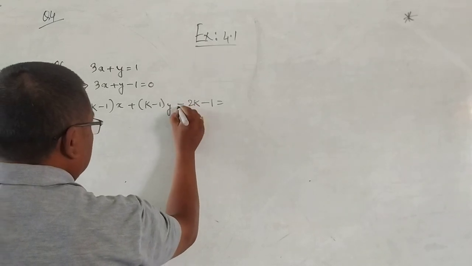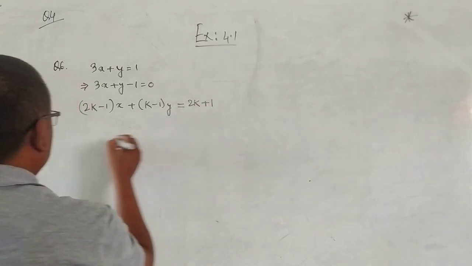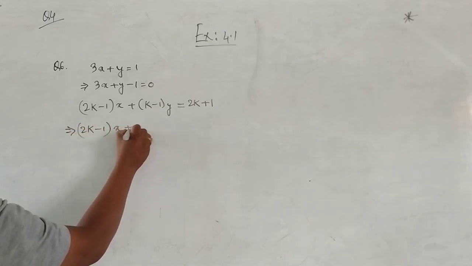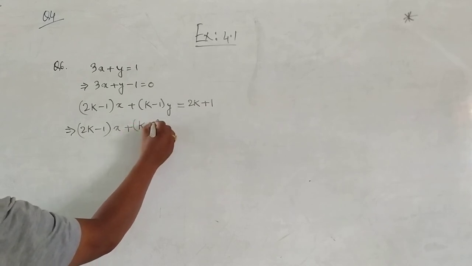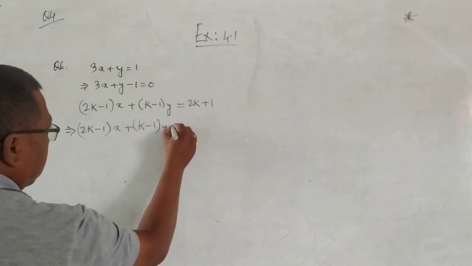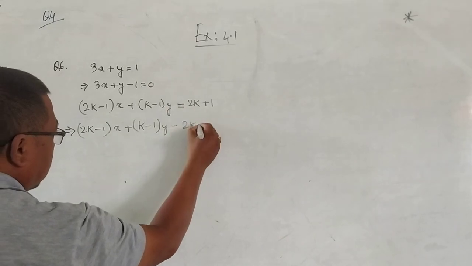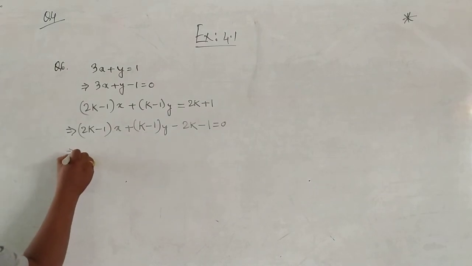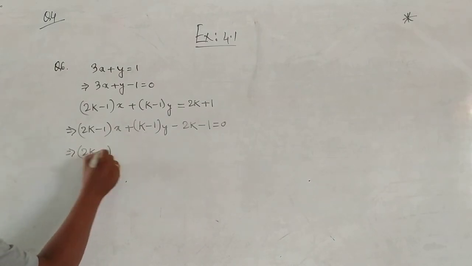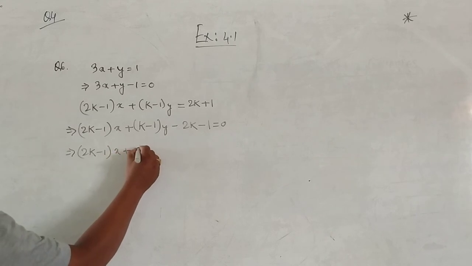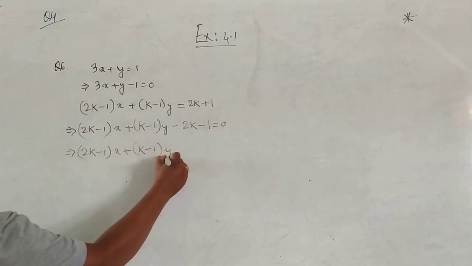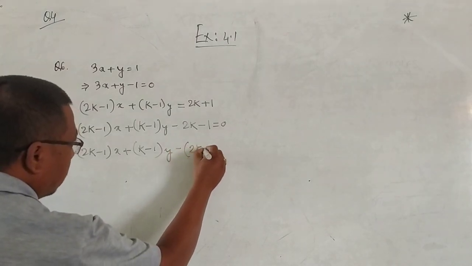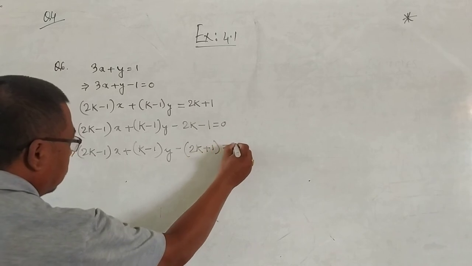Okay, this one I write in the next step. So this one, (2k - 1)x + (k - 1)y, that's for this side, minus (2k + 1) for this side. Taking minus common, we get (2k - 1)x + (k - 1)y - (2k + 1) = 0.